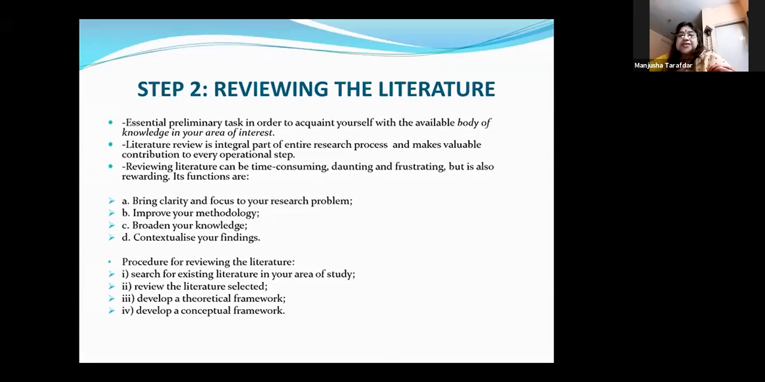So all these things are very essential. Reviewing the literature is essential, as I think Pranam has already given the idea about this extensively. Develop a theoretical framework and develop a conceptual framework. Next.